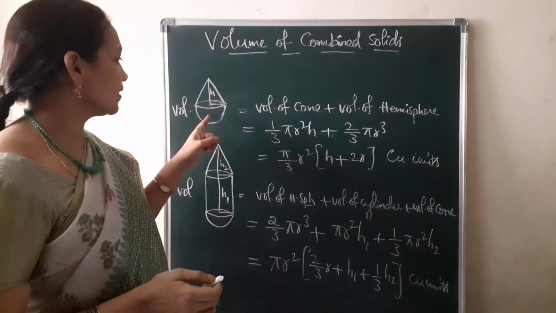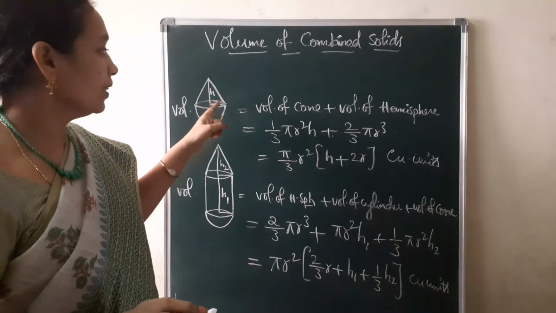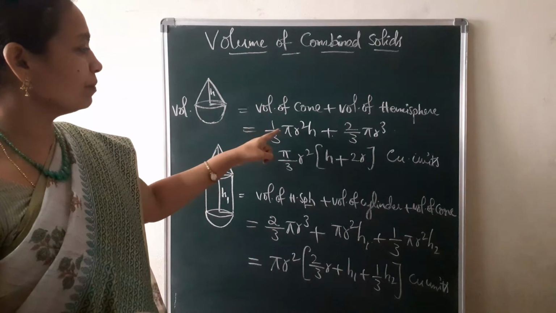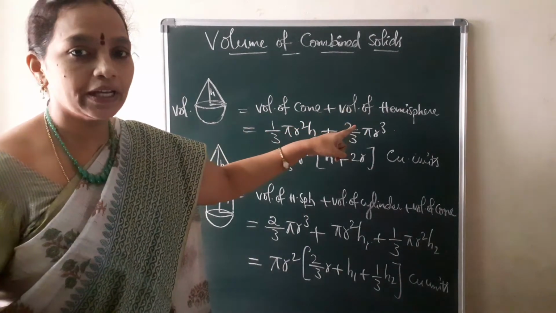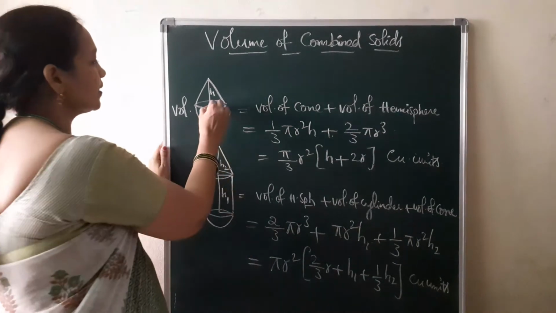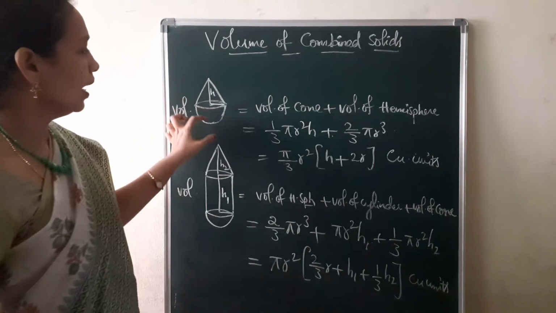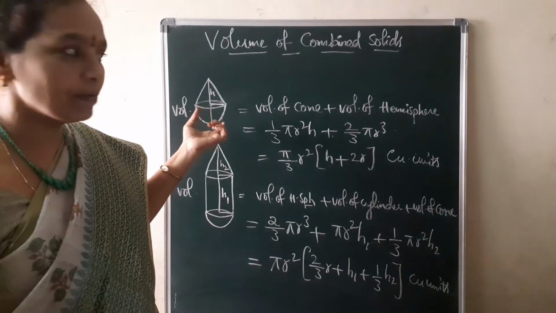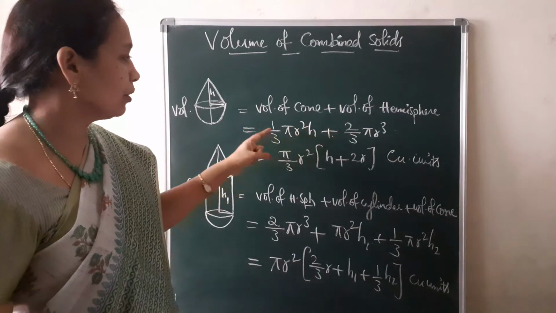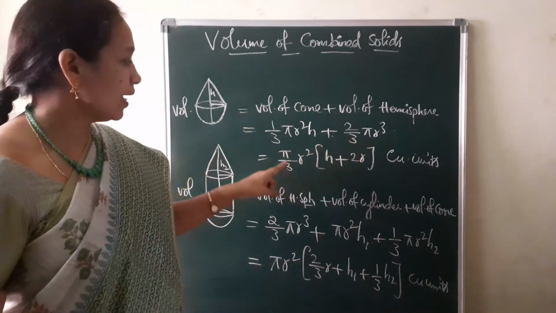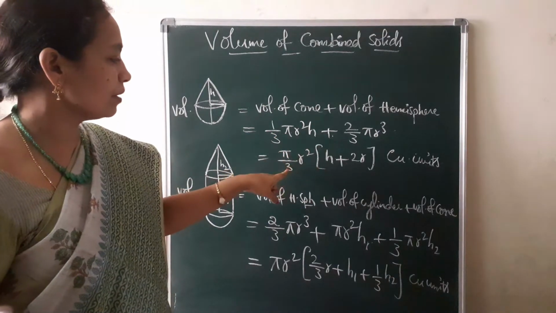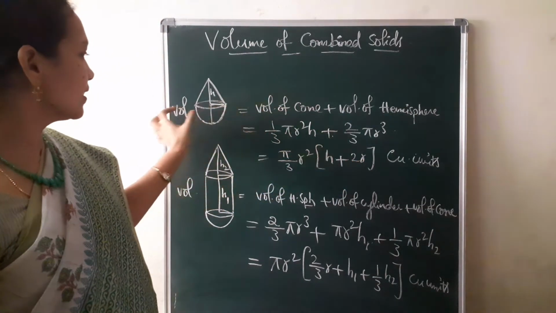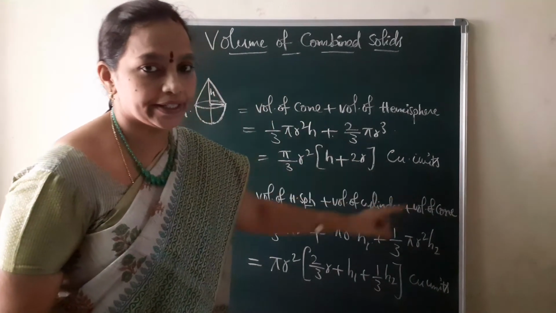So suppose the solid is like this, a hemisphere mounted by a cone. Then you have to consider the volume of cone plus the volume of hemisphere. The volume of cone is 1 by 3 pi r square h and the volume of hemisphere is 2 by 3 pi r cube. The base radius is the same and the height is different for the cone, and the radius is nothing but the height of the hemisphere. So even though we don't consider the height of the hemisphere, that is the radius, because the formula is 2 by 3 pi r cube. Next, you can take pi r square by 3 common, then h plus 2r will be left over. And as this is a volume, we have to write it in cubic units.